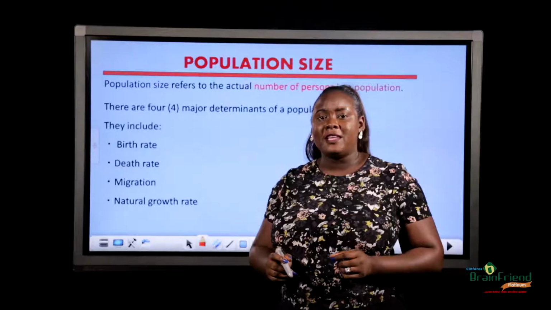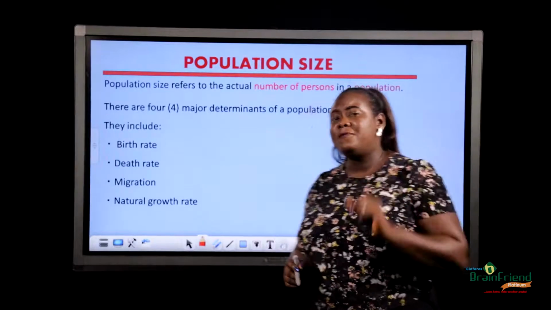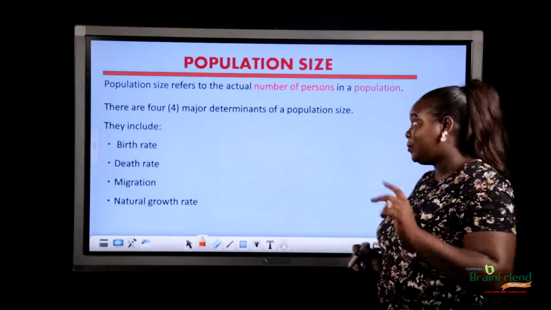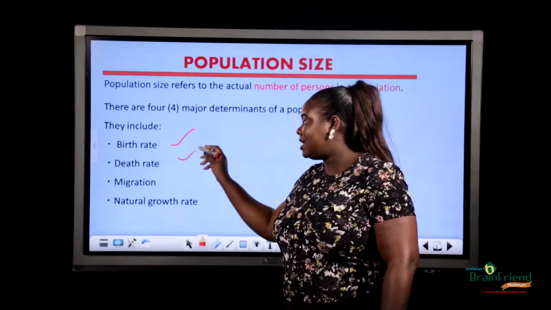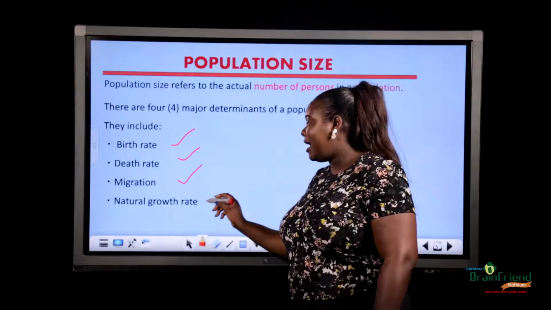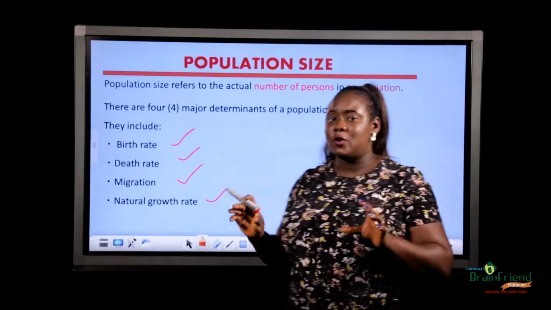Population size refers to the actual number of persons in a population. There are 4 factors which affect a population size. They include birth rate, death rate, migration, and natural growth rate. Let's look at these factors in detail.